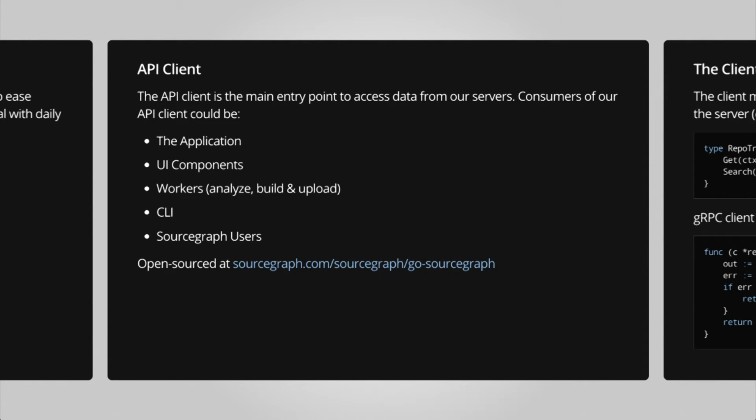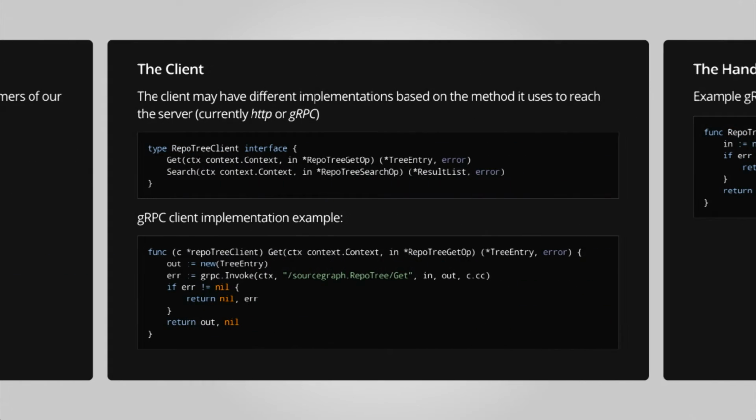There's also our workers. Basically, what they do is they use the API to upload data about your code as a result of analysis. I don't really have time to go into that, but that's one other API consumer. There's our CLI, and there's our users, who can also build based on our API. Our API is open source at the URL on the screen. And I'll try to go a bit through the layers of how everything connects in our code base.